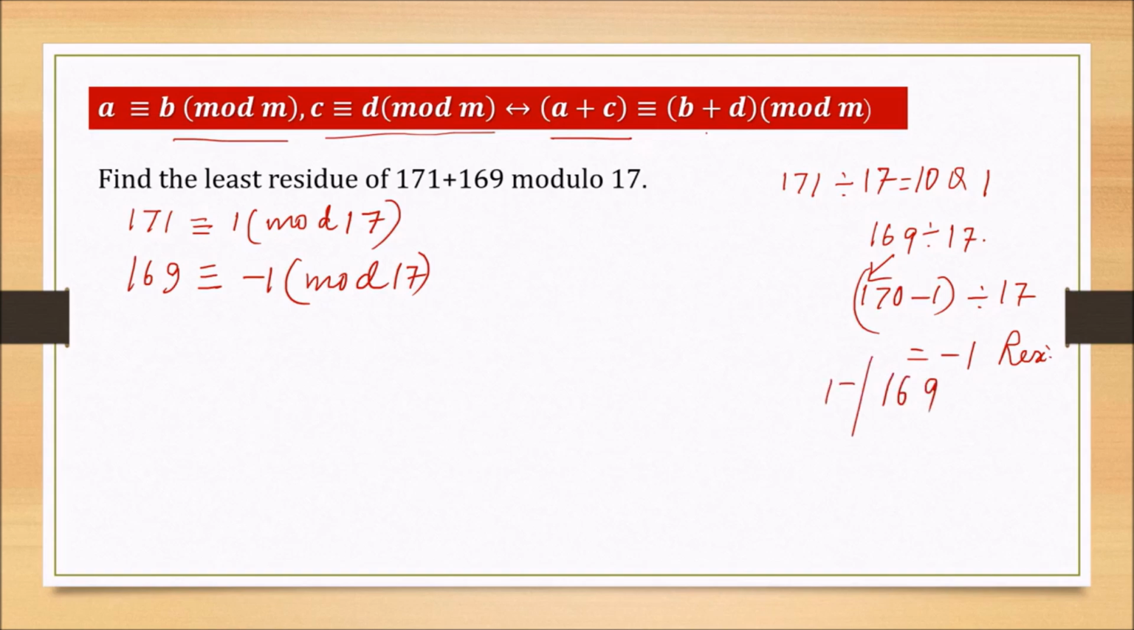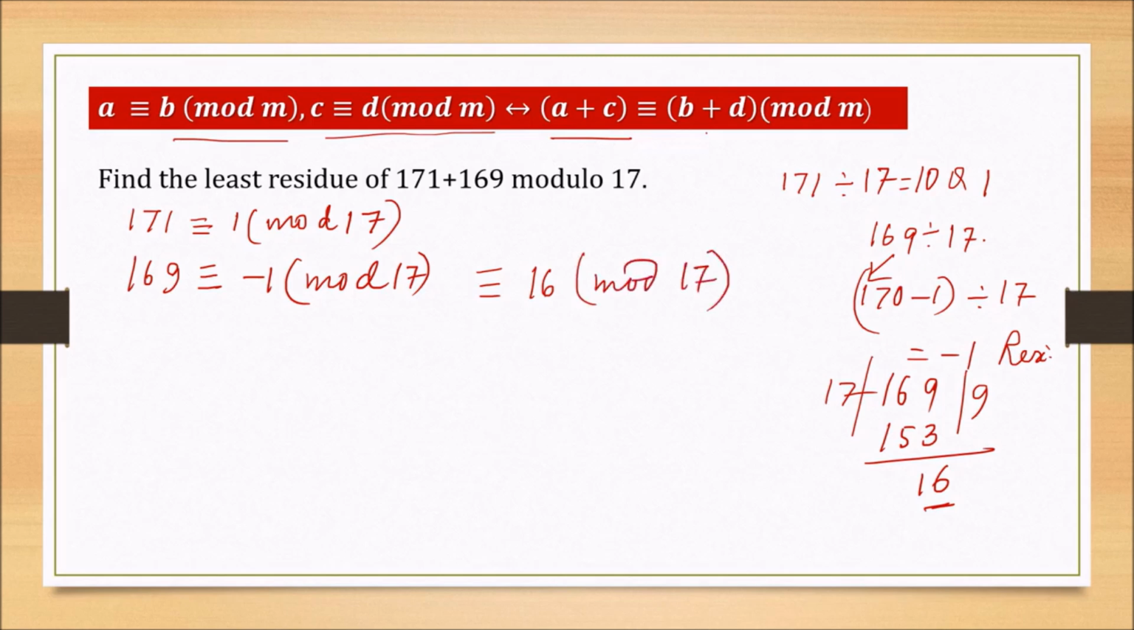169 divided by 17, 9 times 17 is 153, here 9 minus 3 is 6 and 1. I can write it, but I want to write the smallest one, so that this calculation will be easier. Then it will be negative 1, 17 minus 6, negative 1. I can also write 16 modulo 17, but I'm preferring this one.